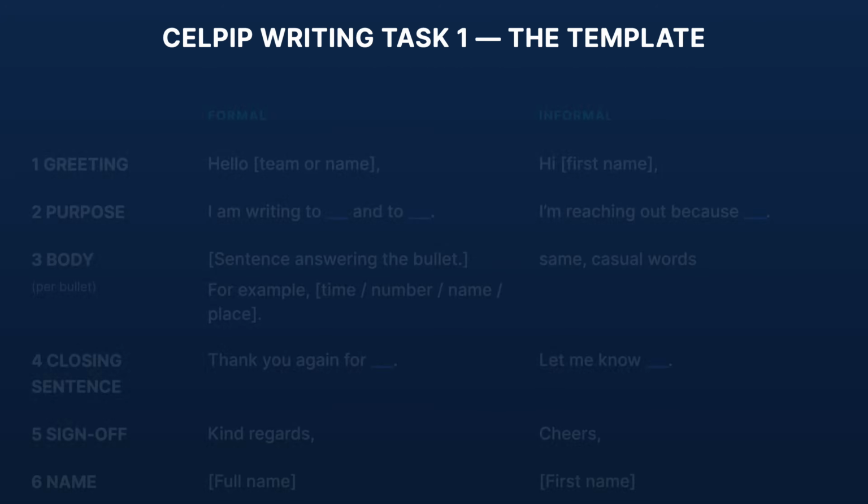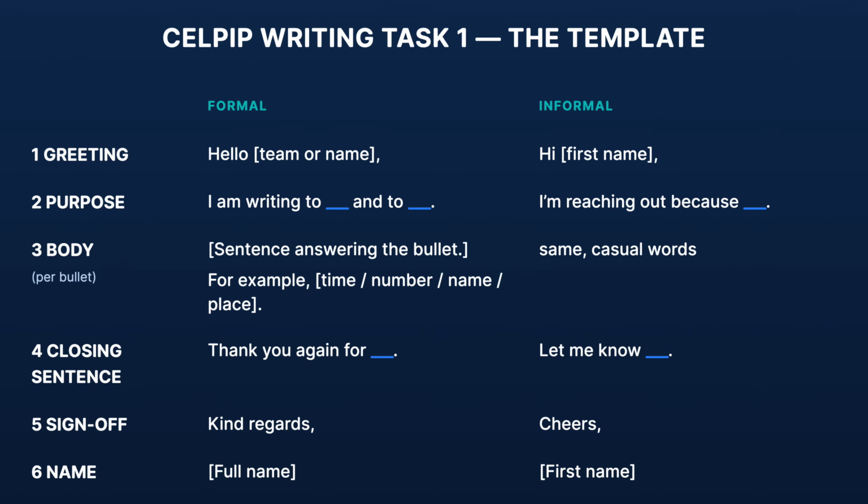This is the whole CELPIP Writing Task 1 email template you need. Take a screenshot of this picture. This is 6 lines. We fill in the blanks and wait. We are going to see a live answer. We are going to use this template and write with CLB 10 in 190 words.